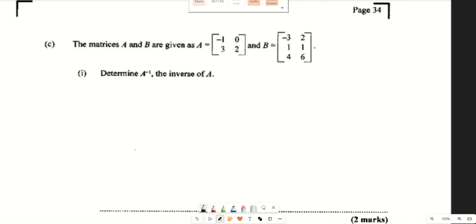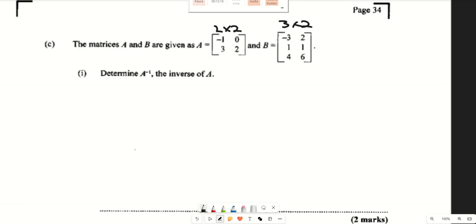Okay, now they said the matrices A and B are given. A is -1, 0, 3, 2. B is 2, -3, 2, 1, 1, 4, 6. The first thing I like to do is put the orders of the matrix. This is 2 rows by 2 columns, and this is 3 rows by 2 columns.